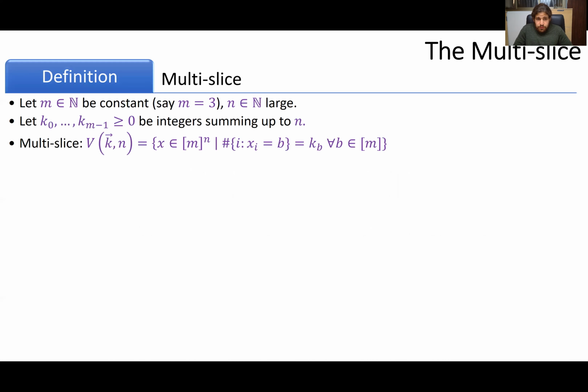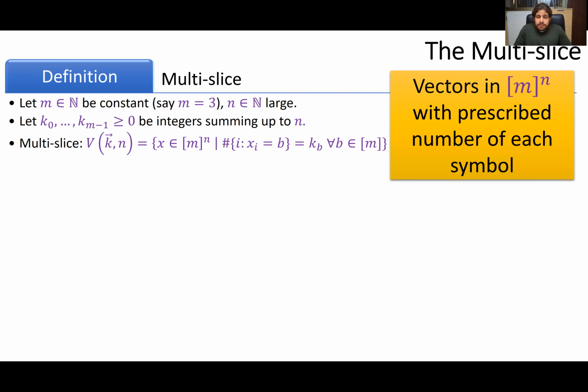Okay. So what is the multislice? Well, here's the definition. Suppose we have m, a natural number, say m is equal to 3, but more generally, you should think of m as some constant. And we have n, which is large. Now, if we're given m numbers, k_0 to k_{m-1}, that sum up to n, then we can define the corresponding multislice. This is the collection of all strings in [m]^n with prescribed numbers of coordinates equal to each value. That is, the number of coordinates that are equal to b is precisely k_b.